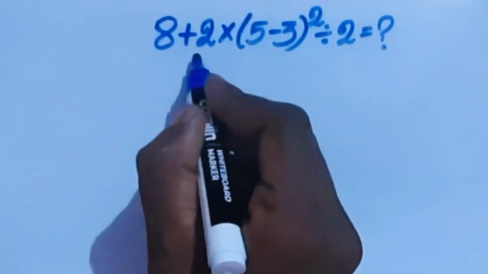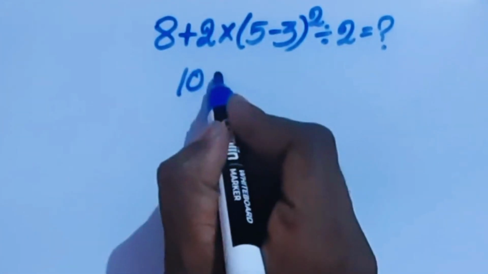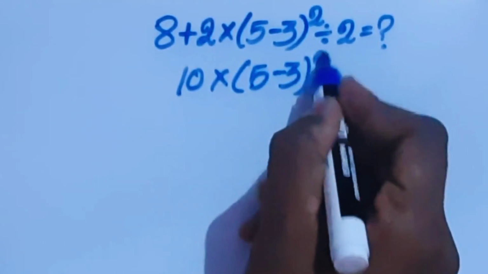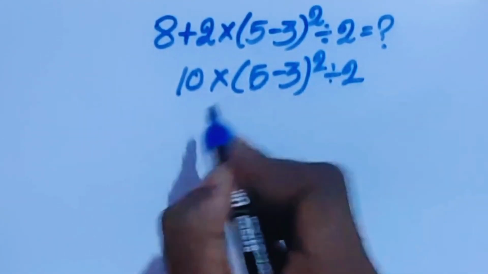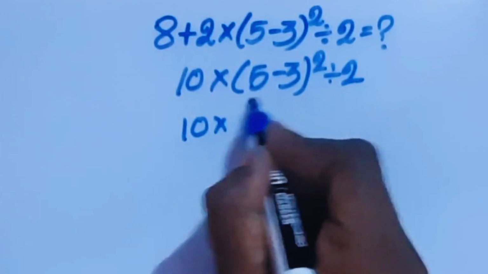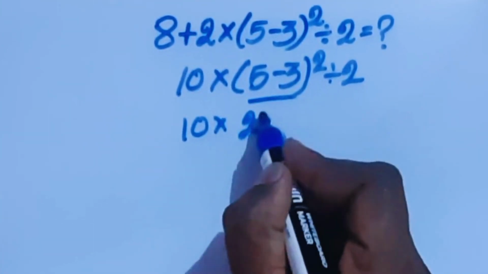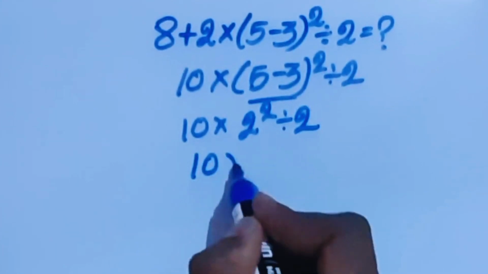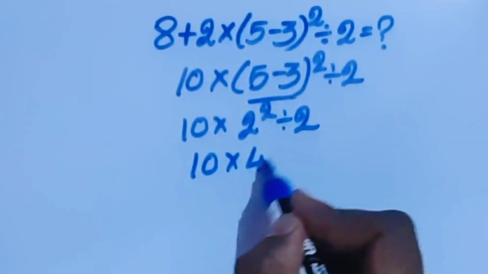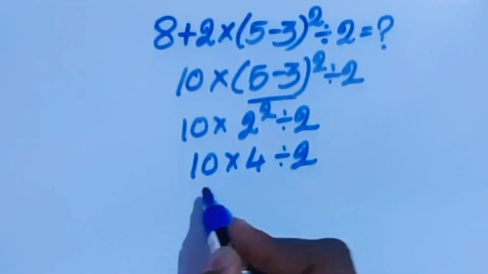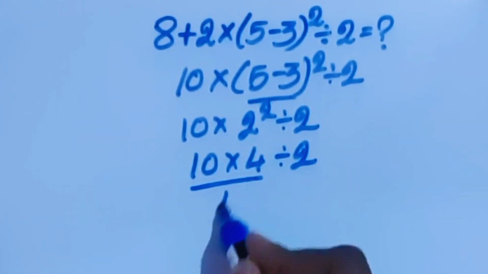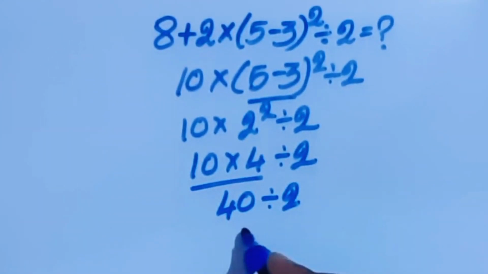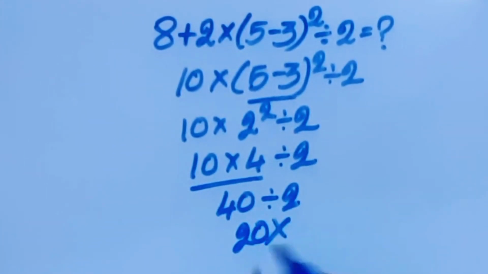Hi guys, here 8 plus 2 is 10 times in bracket (5 minus 3) whole square divided by 2. Here 10 times, here 5 minus 3 is 2 power 2 divided by 2. Here 10 times 2 power 2 is 4 divided by 2. Here 10 times 4 is 40 divided by 2. Here 40 divided by 2 is 20, which is the wrong answer.